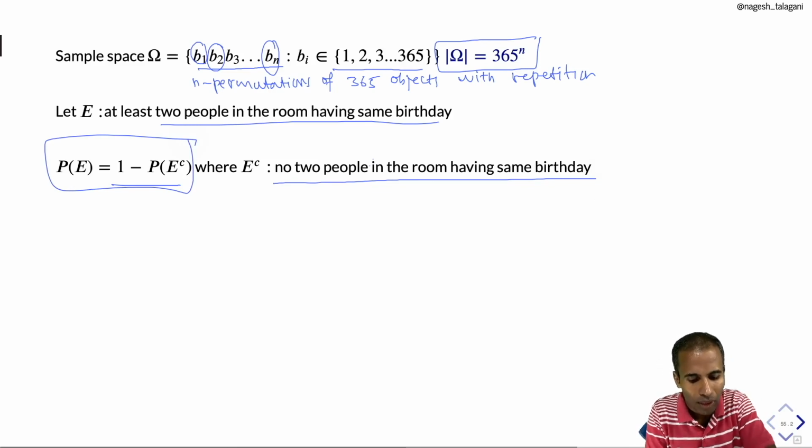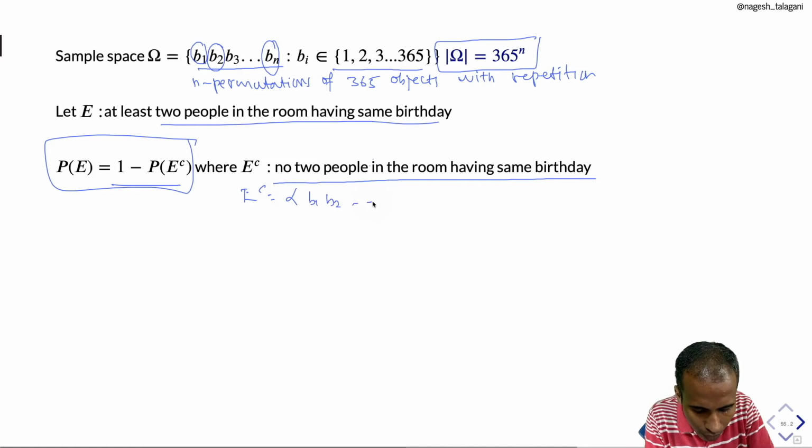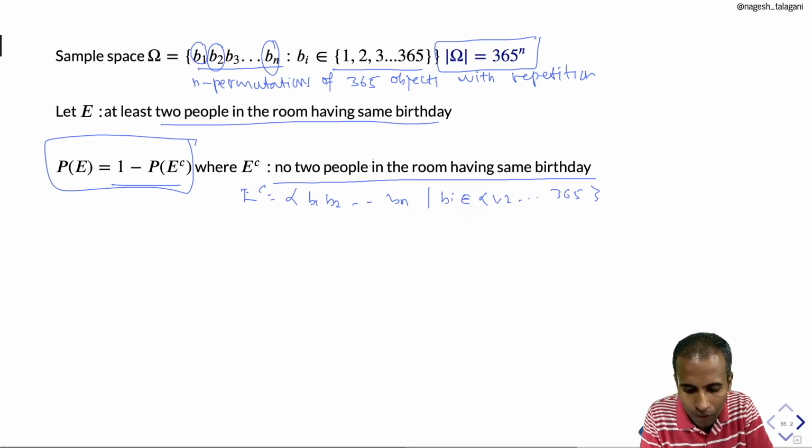First of all, what is E complement? E complement consists of all outcomes in which no two people have the same birthday. That means all have different birthdays. They look like this: B1, B2, and so on, Bn, where each Bi is anything from 1 to 365. One more thing is, all birthdays are different. That means Bi not equal to Bj for i not equal to j.